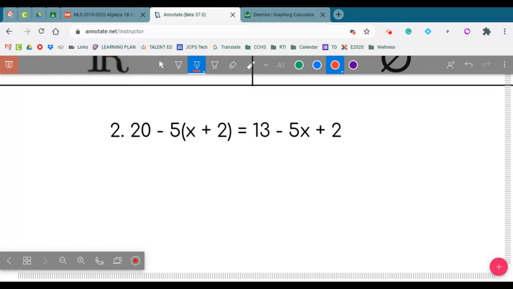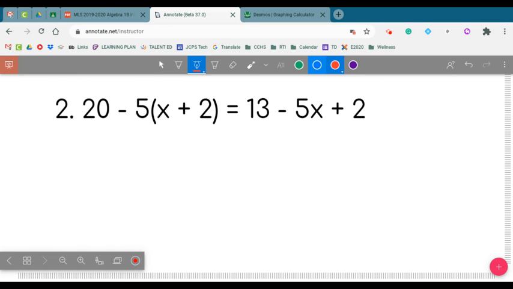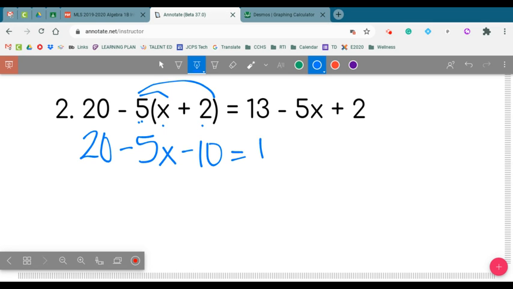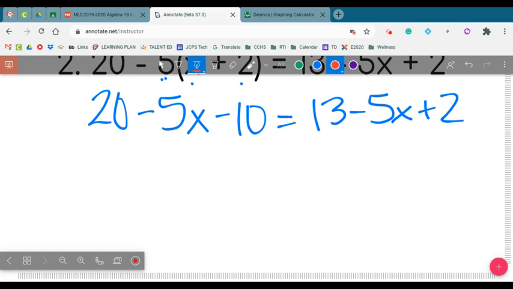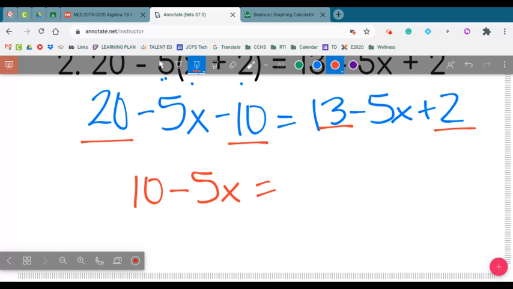Okay, next problem. First step is to distribute. So I get 20 minus negative 5 times x is going to give you negative 5x. Negative 5 times a positive 2 is going to give you a negative 10. Equals 13 minus 5x plus 2. Okay, next step is to combine like terms. Get 20 minus 10, which is 10, minus 5x, equals 13 plus 2 is going to give you 15 minus 5x.